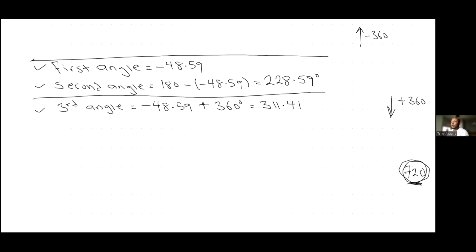Now, we go to the fourth angle. The fourth angle is going to become, we'll add 360 to the second angle, so it's going to be 228.59 plus 360. And what is this going to give us? It's going to give us 588.59. 588.59 is still less than 720. Then we'll keep on moving forward.